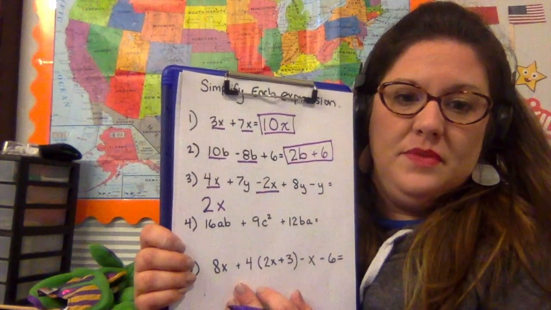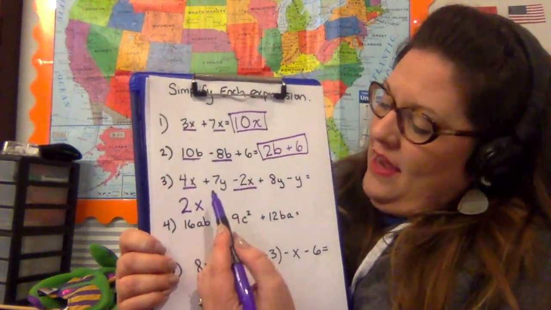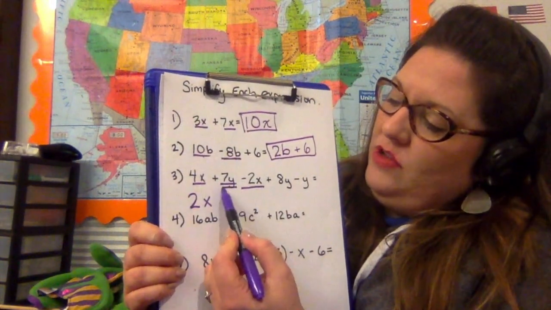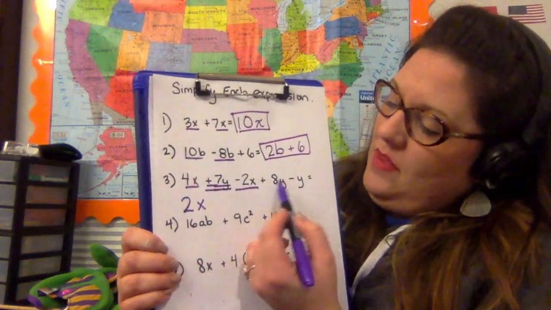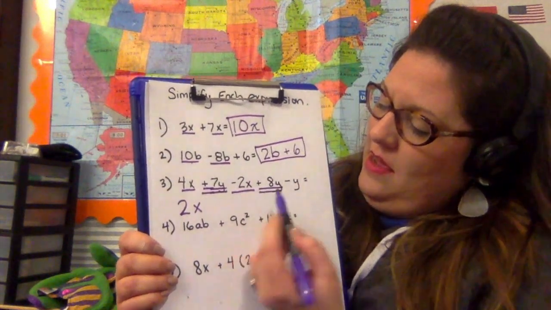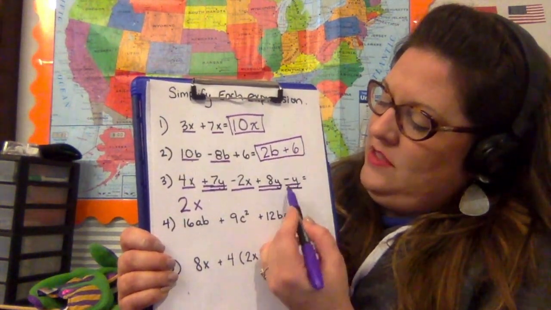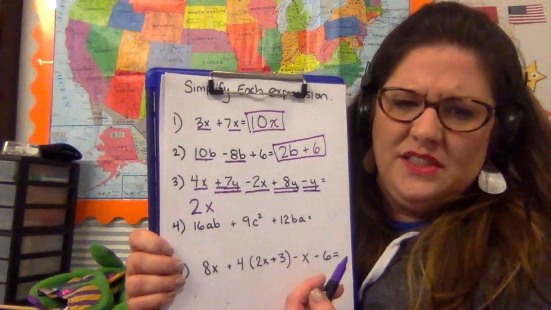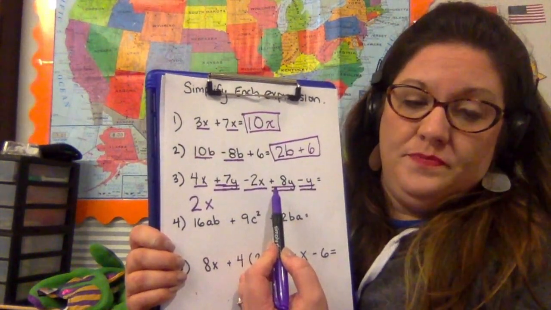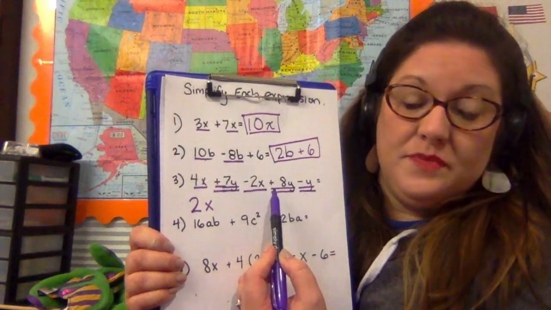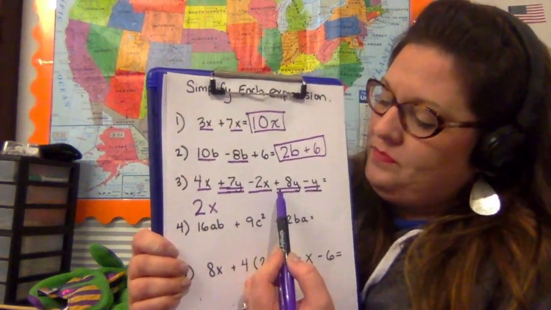2x. Then I'm going to combine the y terms. I'm going to underline those twice. So I've got positive 7y and positive 8y and minus y. Let's look at two at a time. 7 plus 8 combines to be 15. 7 and 8 add to be 15.